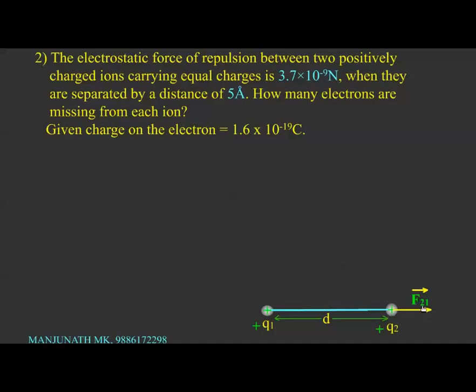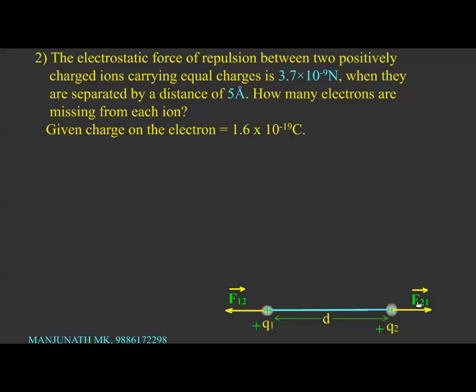Let it be F21, the force on the second due to the first one. At the same time, Q2 repels Q1 in this direction. It is given as F12, the force on 1 due to 2. Of course, these two forces are equal in magnitude but opposite in direction. They act along the line joining them.